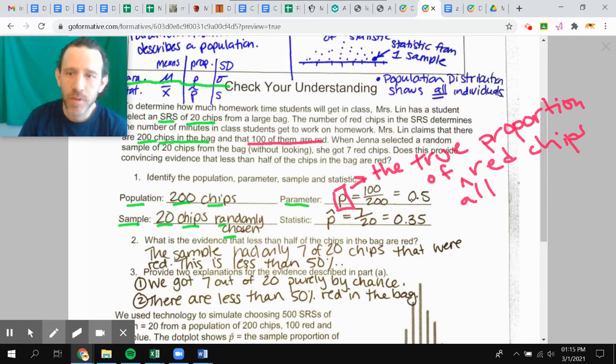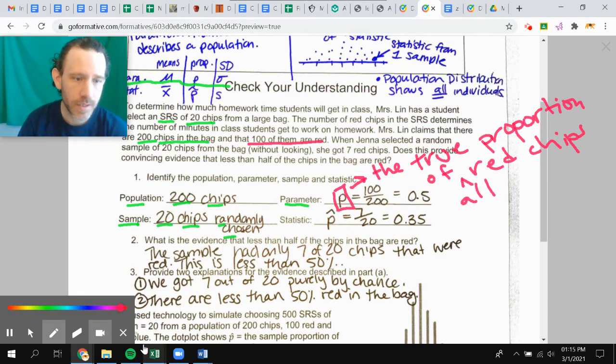It's always good to be able to identify the context of your problem. So what is P talking about? It's not just 0.50. 0.50 is the proportion of all red chips. 50% of them were red. So there you have it. Those are the words.